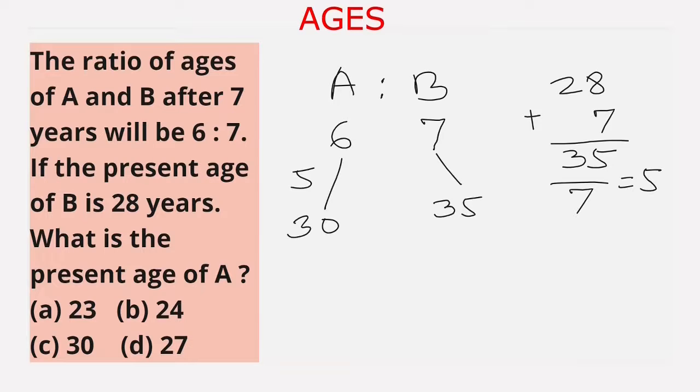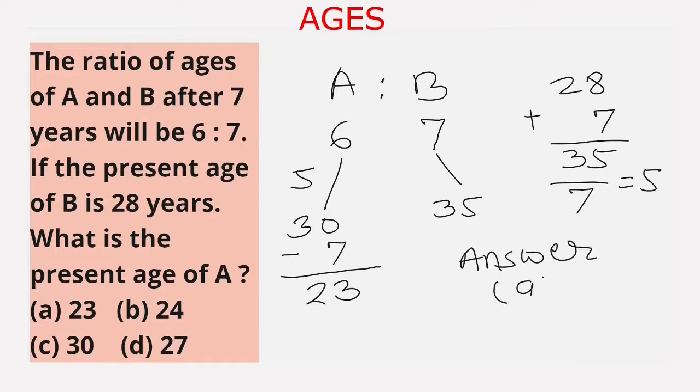And this is the age of A after 7 years. So we have to subtract 7 for the present age. So we subtract 7 from 30 and we get the present age of A is 23. So our answer is 23 for the age of A, and from the given options our answer is option A. We go to the next question.